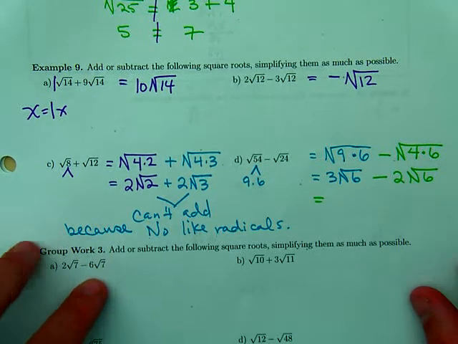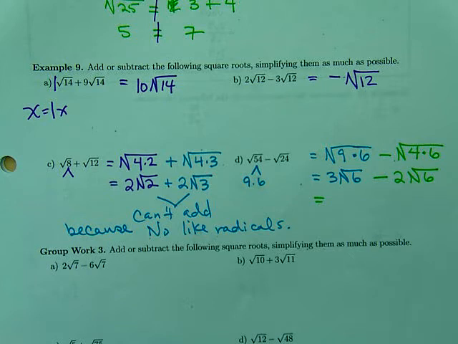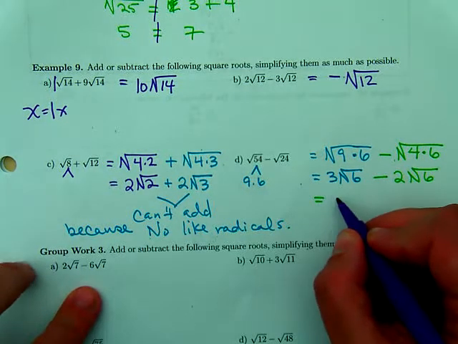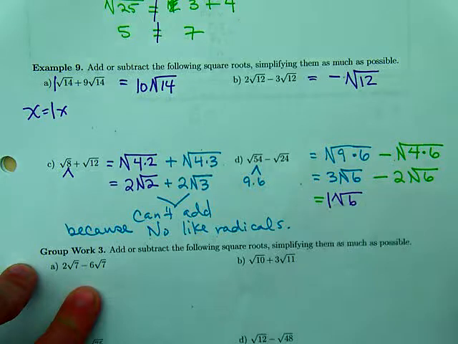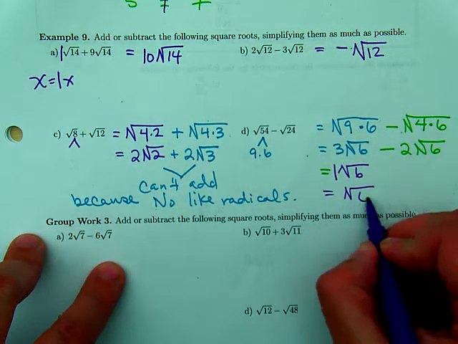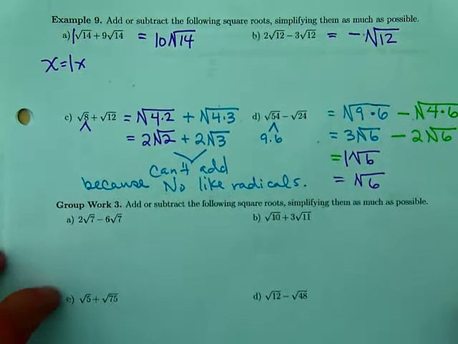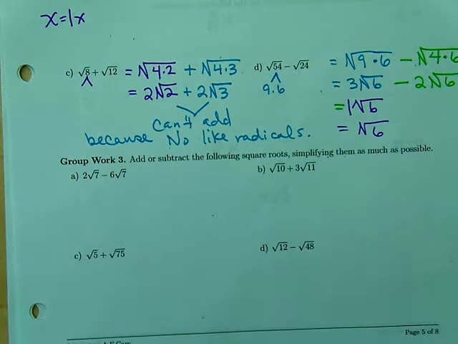Can we subtract them now? Now we can because they're alike. So what do we get? Yes, 3 minus 2 is 1. 1 square root of 6. You can put the 1 in front, or you can just write it as the square root of 6. Okay, you guys try a few practice problems, and then we'll go on to the next thing in the next video.